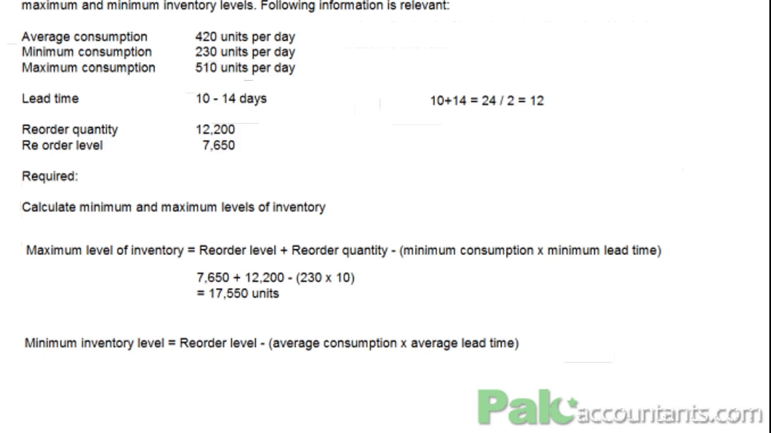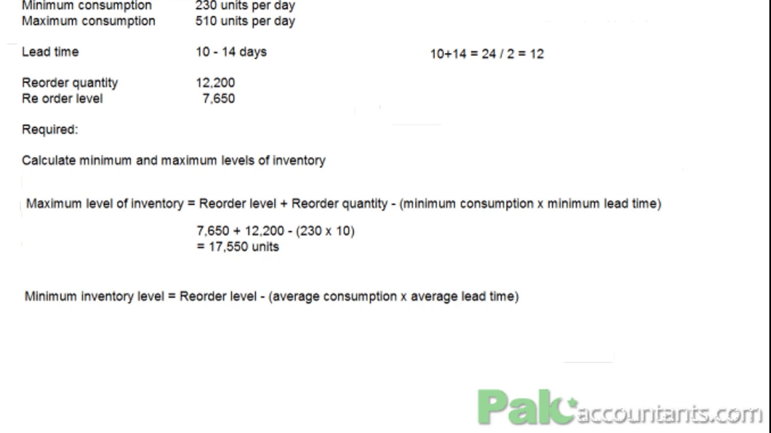So 12 days. Reorder level is 7,650 minus average consumption, 420 multiplied by 12, 5,040. So 7,650 minus 5,040, 2,610.